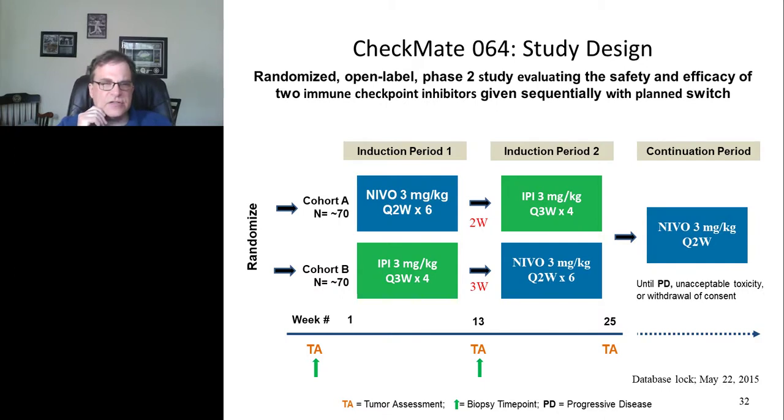investigation, a randomized study where patients with metastatic melanoma in the front line were randomized to either receive induction nivolumab, anti-PD-1, first with a forced switch to ipilimumab, anti-CTLA-4, and the other half of the patients received ipilimumab first with a forced switch to nivo. In between, everyone got blood work, but they got a biopsy before, a biopsy in between the two induction periods, a biopsy following, and then everyone received nivolumab maintenance.